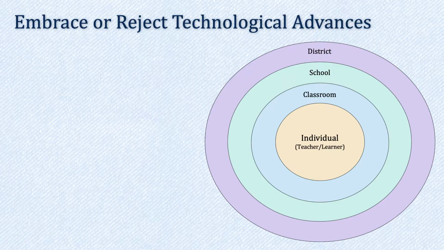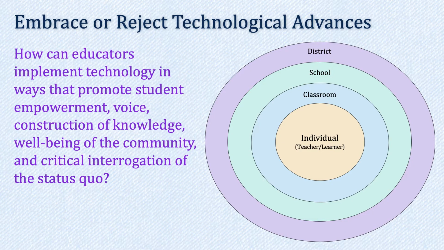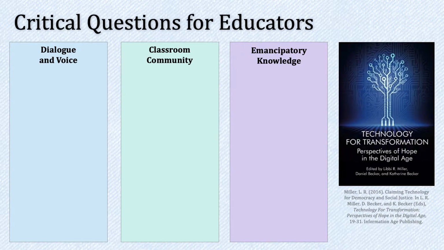And so the question that Miller asks is, how can educators implement technology in ways that promote student empowerment, voice, construction of knowledge, well-being of the community, and critical interrogation of the status quo? How can we do that? How can we use technology in that way? Miller argues that the answer to that question lies in critical questions. And these critical questions can be divided into three categories: dialogue and voice, classroom community, and emancipatory knowledge. Let's take a look at each of these categories of critical questioning.